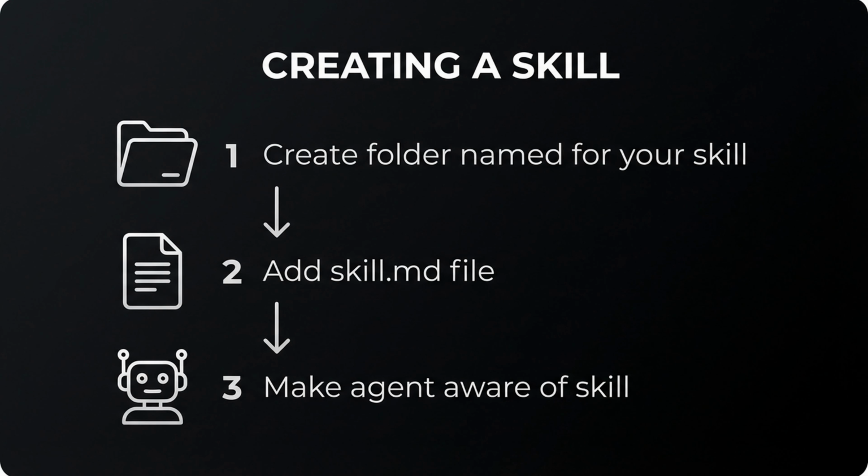If you haven't heard about skills, they're a simple but powerful concept introduced by Anthropic in 2025. Create a new folder, name it the skill you're creating, and add a file called skill.md and make your coding agent aware of the skill. Now, skills are supported differently in the coding agents, so you'll have to check to see how your coding agent supports skills. And that's it.